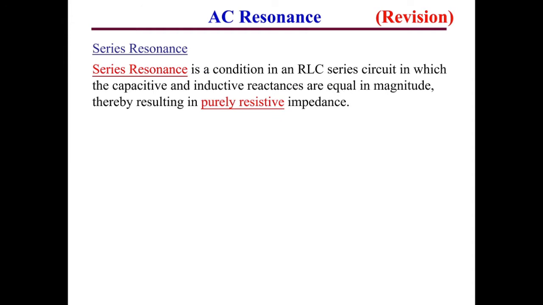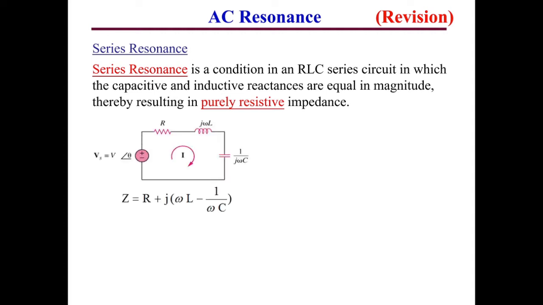So series resonance is a condition in an RLC circuit in which the capacitive and the inductive reactance are equal in magnitude, thereby resulting in a purely resistive impedance. For example, over here we have a circuit that consists of R, L, and C.